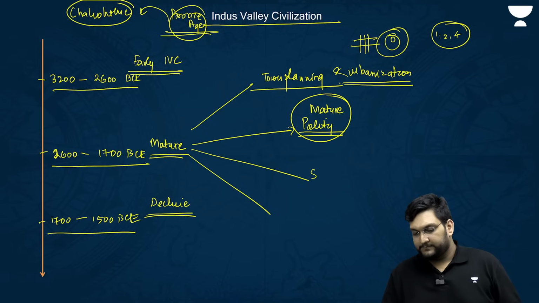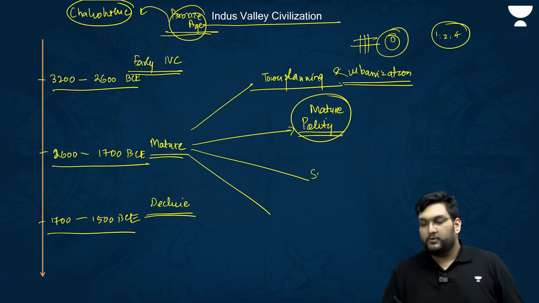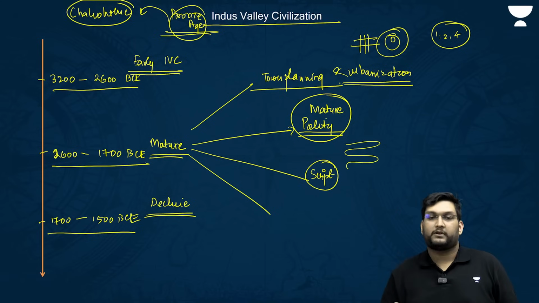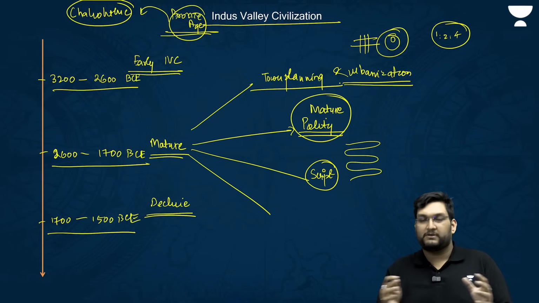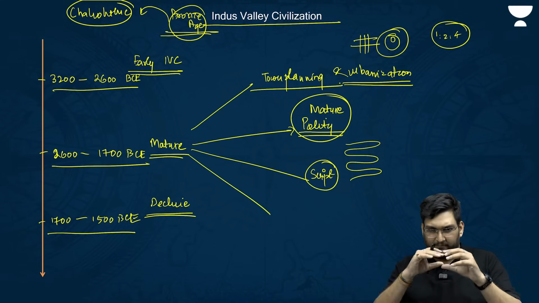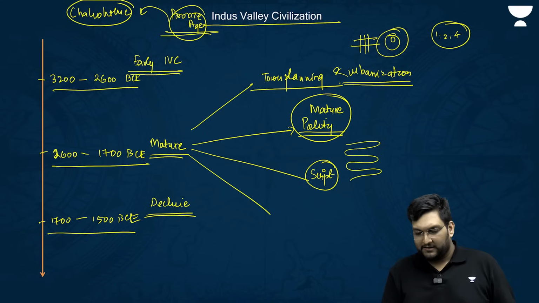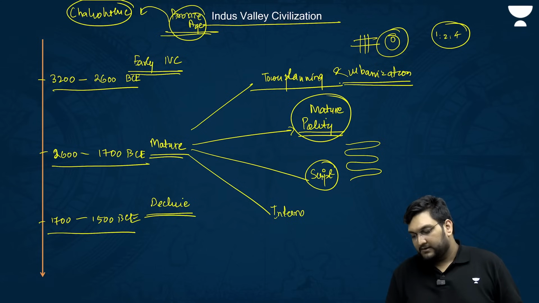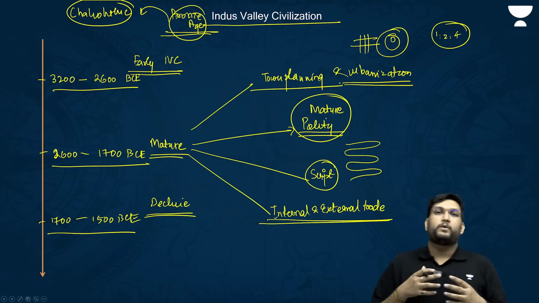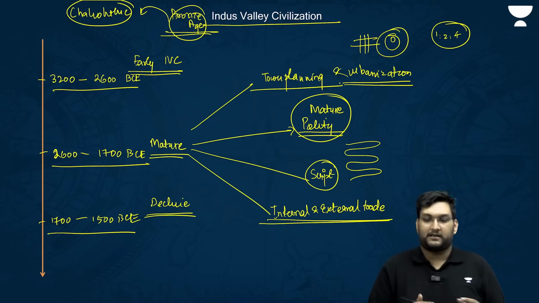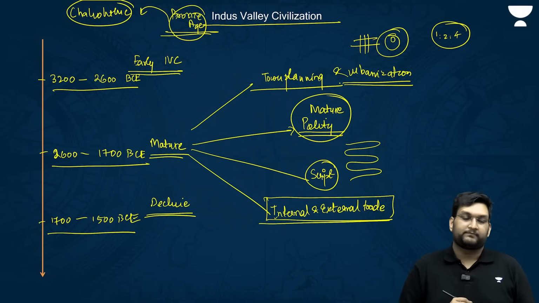Then we have the script which has still not been deciphered, which is called boustrophedon, in which it goes from left to right, then right to left, alternately. That is what is called boustrophedon, and the biggest has been found in Dholavira, the 26 characters, very big, what we call a signboard itself. And we have internal and external trade. This is the first time that internal and external trade develops. External trade with Mesopotamia, with Dilmun, with Oman, with the West Asian sector itself, and therefore it is quite important.